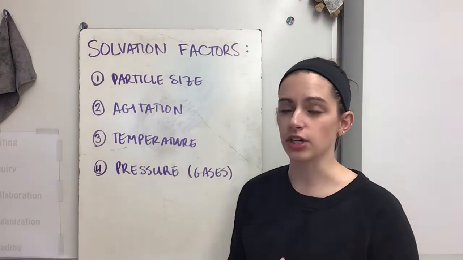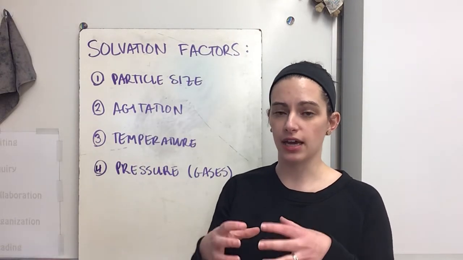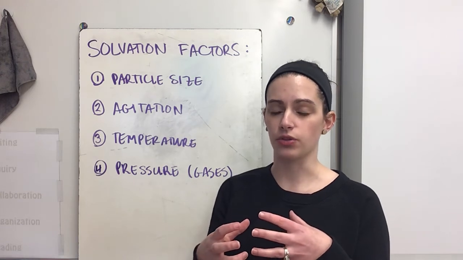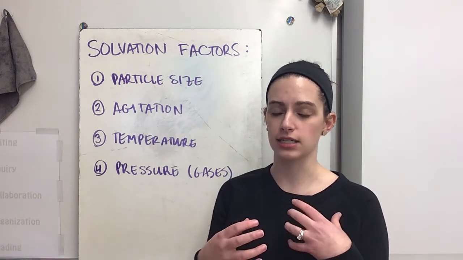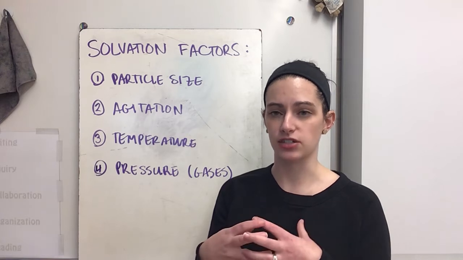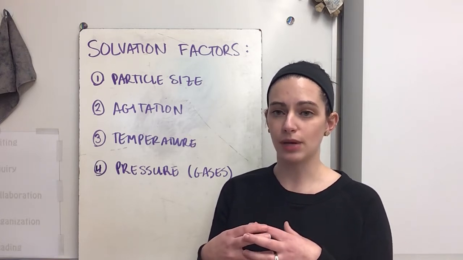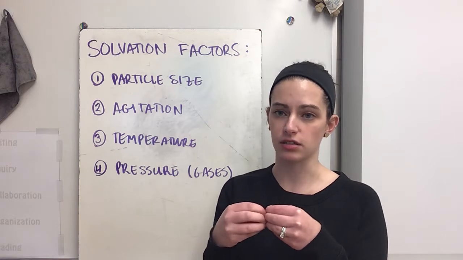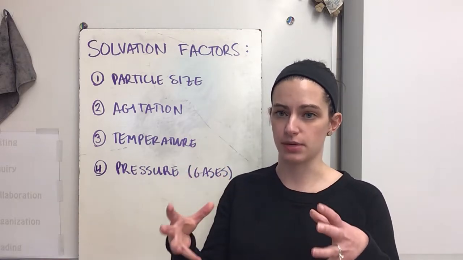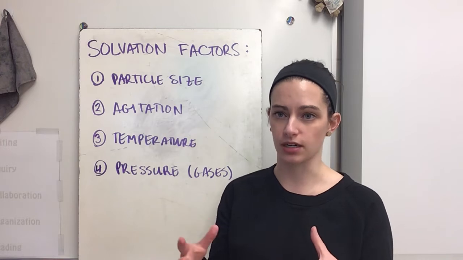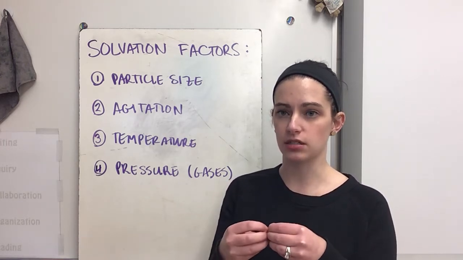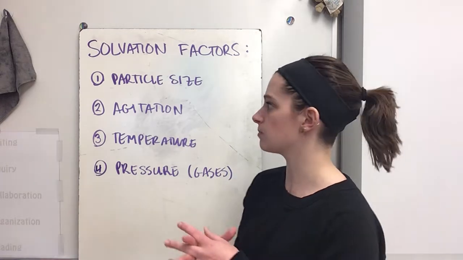So the first thing that we look at is particle size. Okay, and when we're talking about particle size, we're thinking about the surface area. So the more surface area that can come into contact with the solvent, the faster that something's going to dissolve, which means that lots of small pieces are going to dissolve faster than one big piece, because the total surface area is going to be more if it's lots of little pieces. Okay, so little pieces are going to dissolve faster than big pieces.